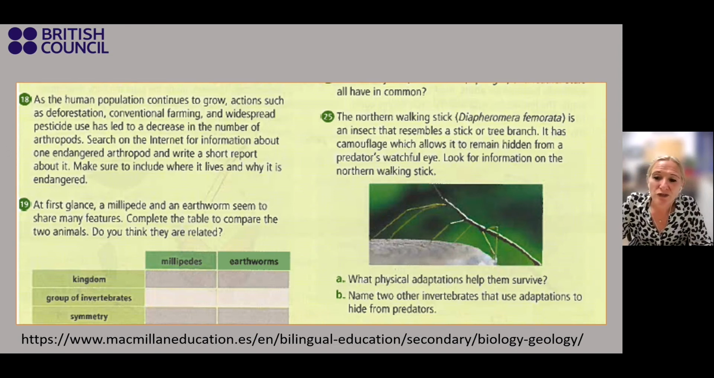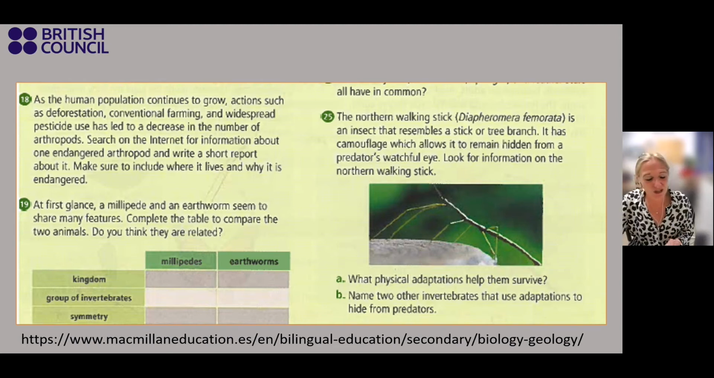textbook, where the students are asked, for example, question number 25. Here we've got the northern walking stick, a stick insect. It looks like a stick. It's camouflaged, so its predators can't find it. Find some information about it. Here's a question: what sort of physical adaptations have helped this insect to survive? And then look a little bit further. Find some more invertebrates that adapt so that they can survive.